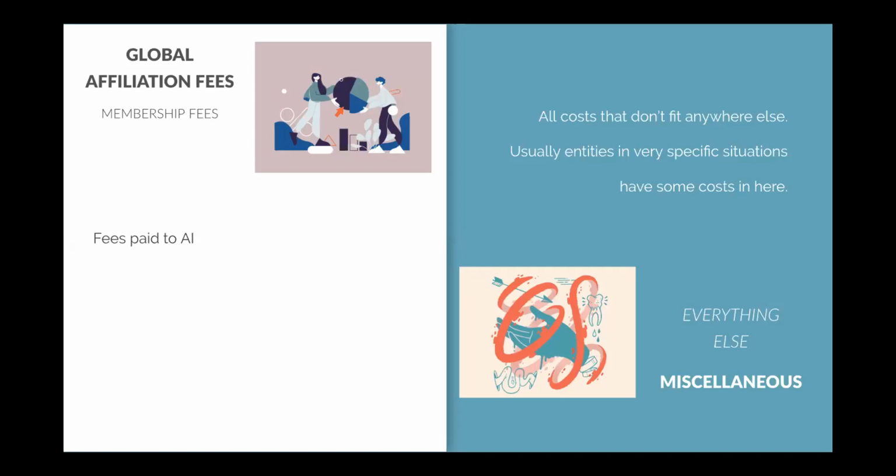And then lastly, we have everything else, which is the miscellaneous cost. So everything that doesn't fit anywhere else goes here. Usually, there's always an explanation for why entities are having costs here. Sometimes, for example, some entities are paying a membership fee to another organization because of the structure they have. Sometimes it's just a completely different story. Like everyone has their own story for putting something here, but this is supposed to be the account or the cost that we're trying to avoid.